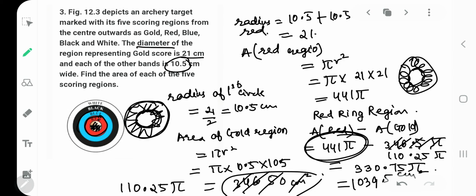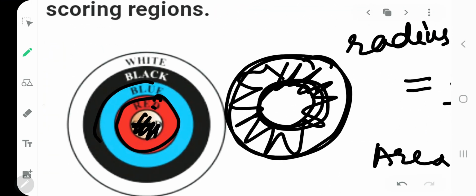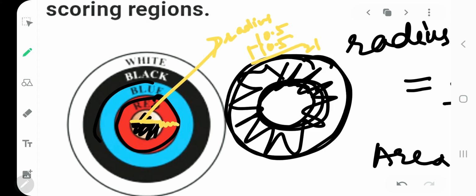Now if you want to go for blue, first you have to increase the width. I'll just zoom this so that I can make it more clear. This was first given to you as 21 diameter. So I got radius of gold as 10.5 and every time you have to increase the width by 10.5. I got 21 for my red region and then again I will increase by 10.5. So 21 plus 10.5 will be 31.5. That will be the radius of your third circle.